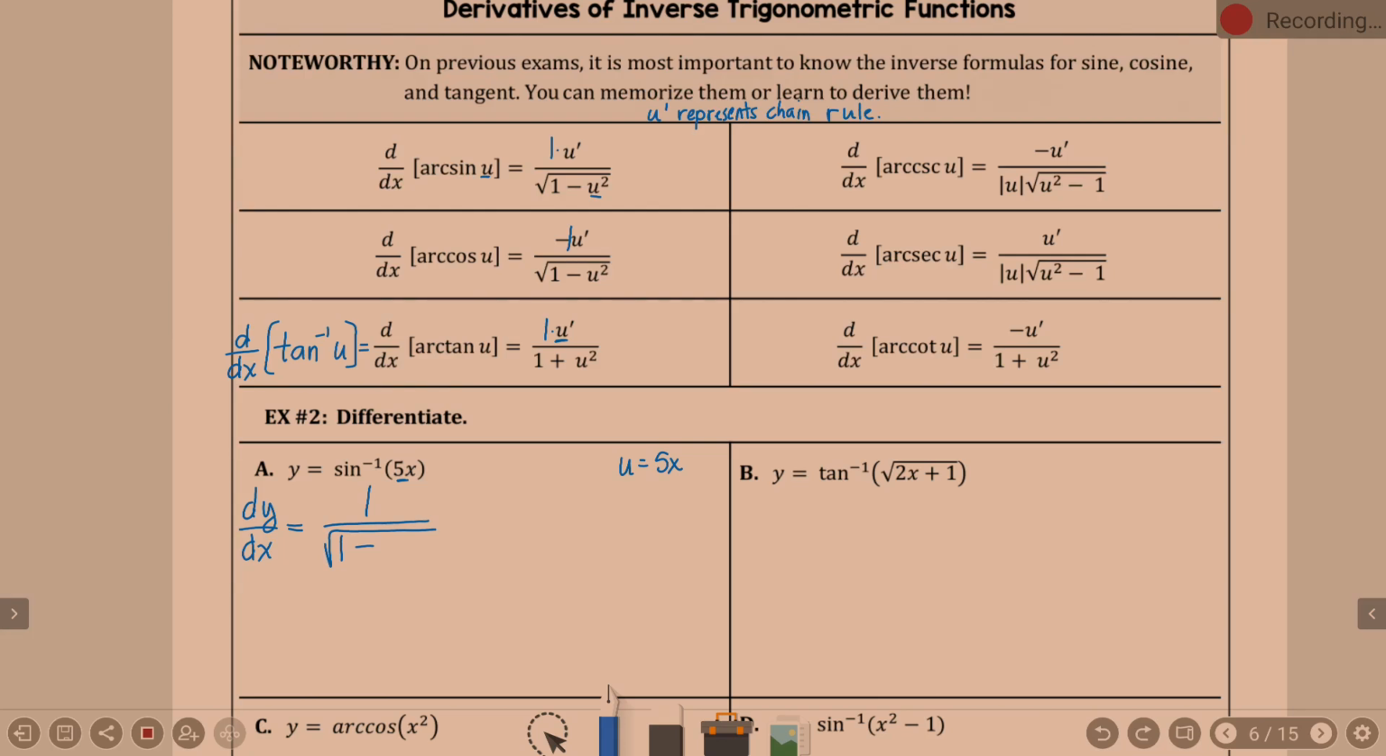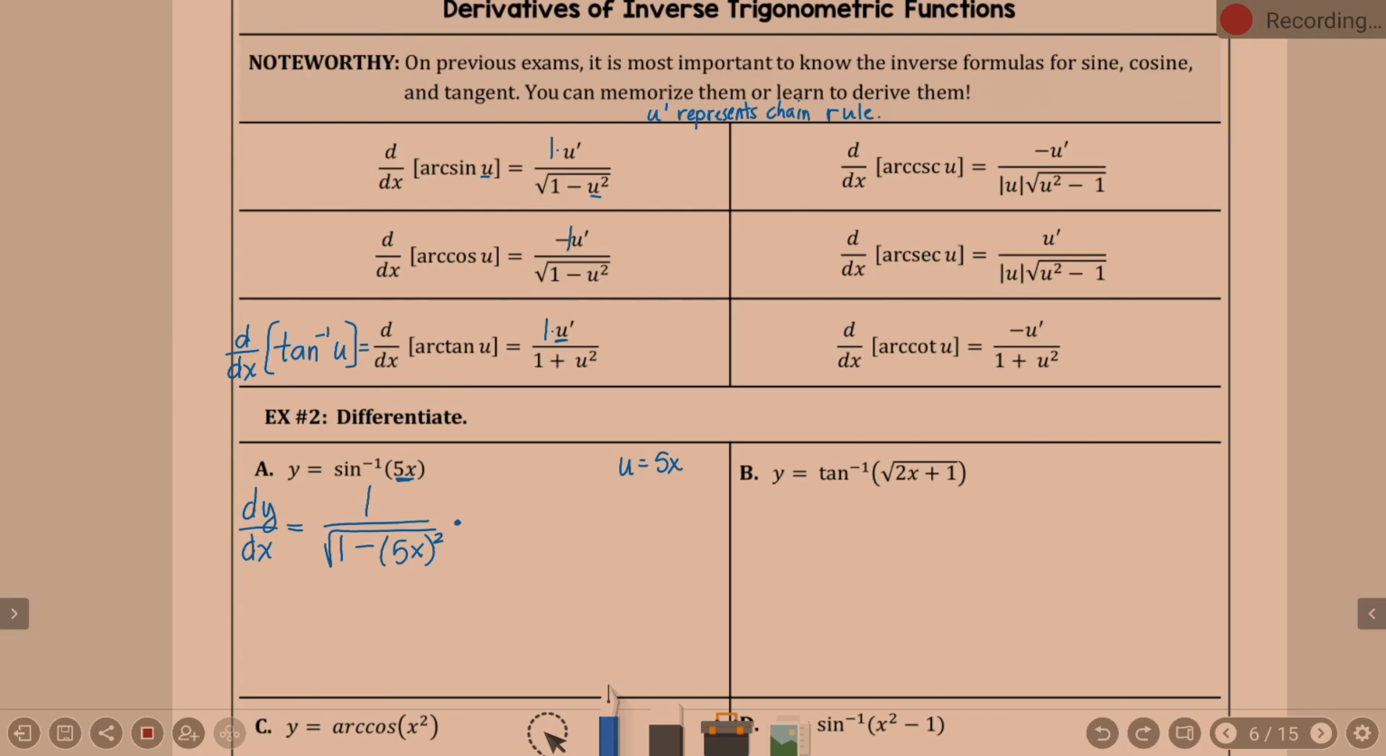What is in that place of u right there? 5x. So this is going to be 1 minus that quantity squared. So 1 minus the 5x squared. Now, okay, so that's because it's u squared. So whatever this is, square it. Times. This is my chain rule part.